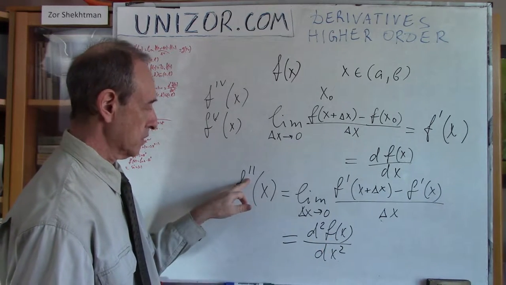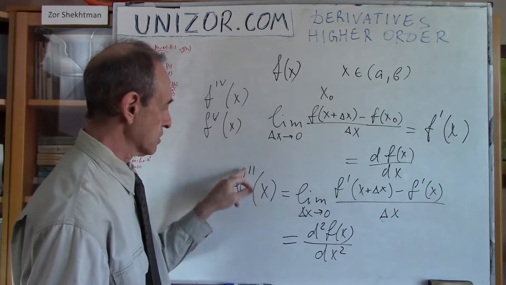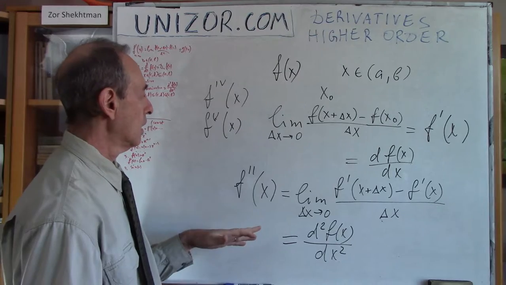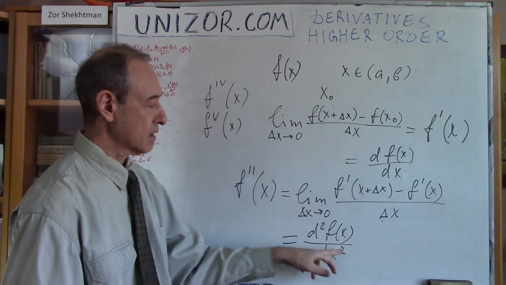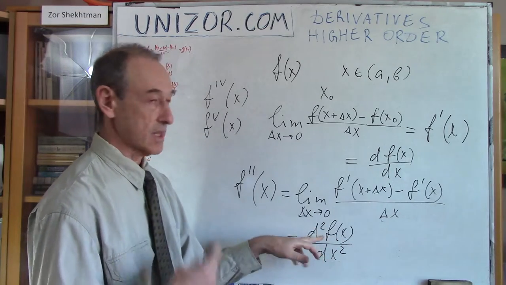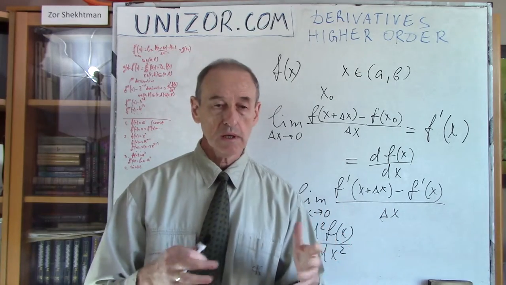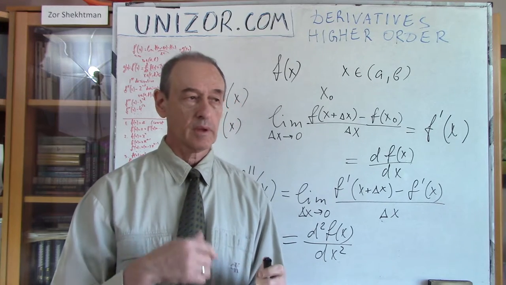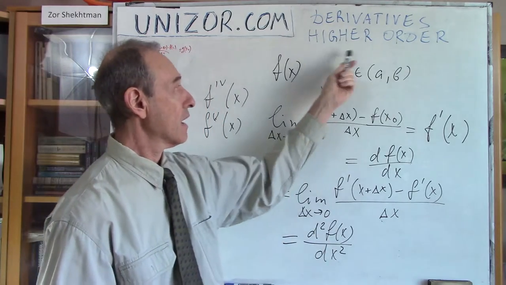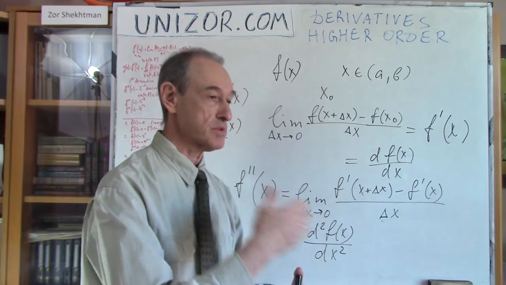So this one is with Roman numerals, or whatever you call it, and this is another notation. And the third one and the fourth one, etc. So these are regular integer numbers, d cube f at x divided by dx cube, that's the third derivative, d fourth, etc. So these are the concepts behind taking the second, the third, the fourth derivatives and any other higher order derivatives. So that's what higher order derivatives are. It's a derivative from the derivative.